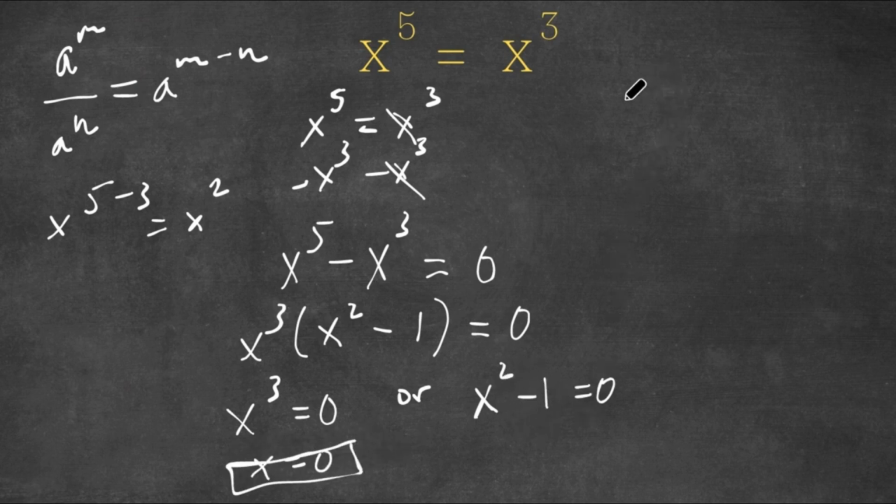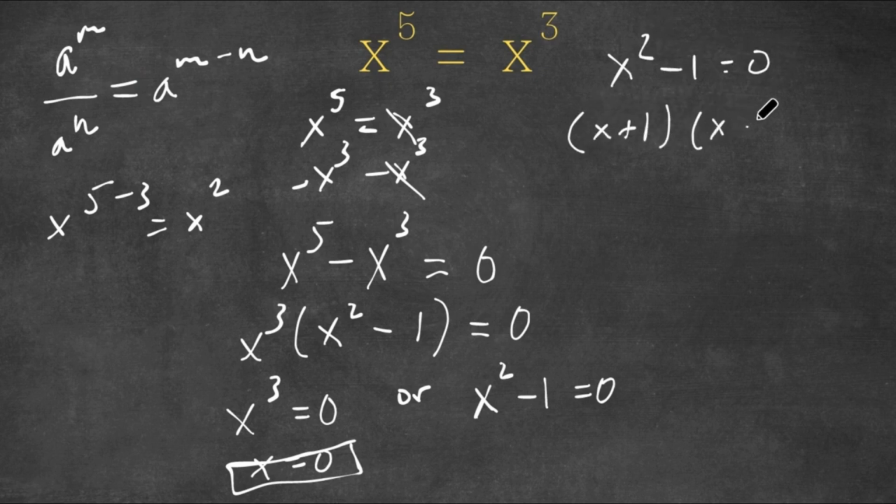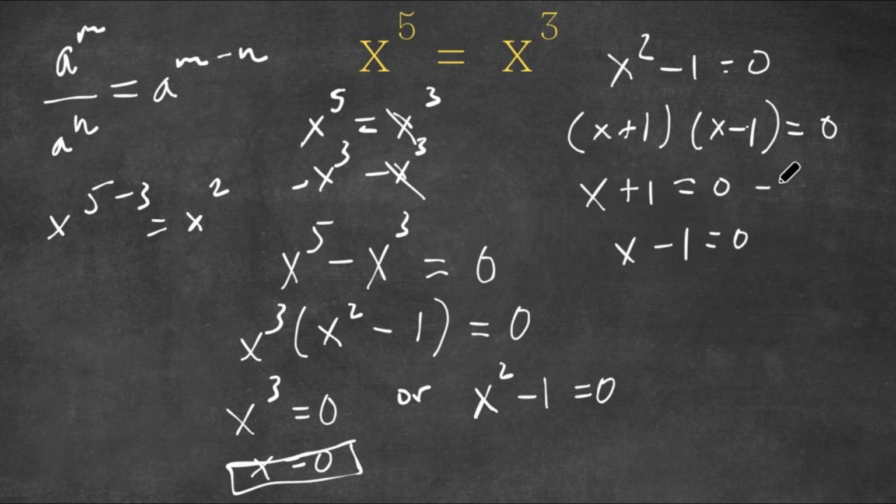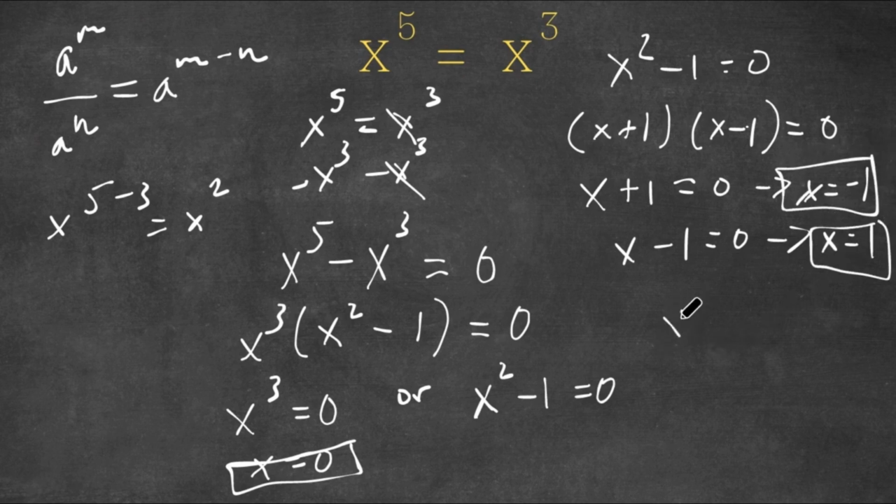Now for x squared minus 1 equals 0, x squared minus 1, this is the same thing as x plus 1 times x minus 1 is equal to 0. And now this gives me two equations again. I have x plus 1 equals 0 and x minus 1 equals 0. For x plus 1 equals 0, x is equal to negative 1. And x minus 1 equals 0, x is equal to positive 1. So these two are, again, two more solutions. So my three solutions for x are x equals 0, negative 1, and positive 1.